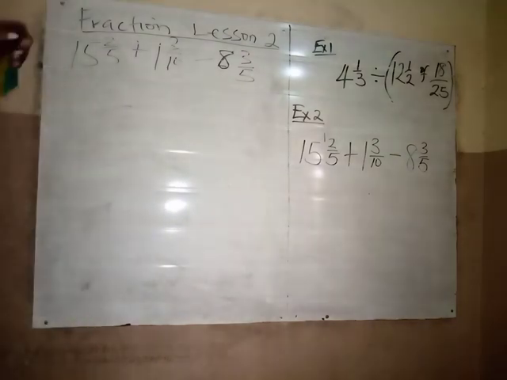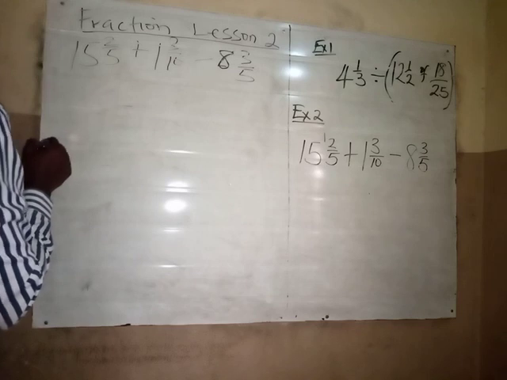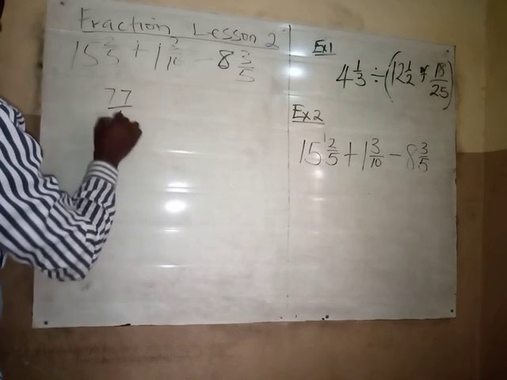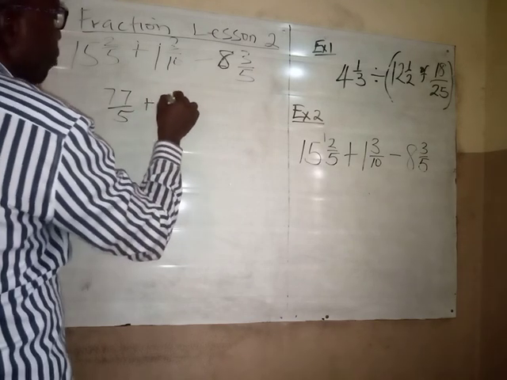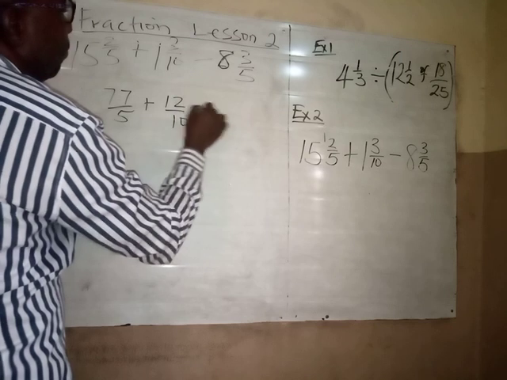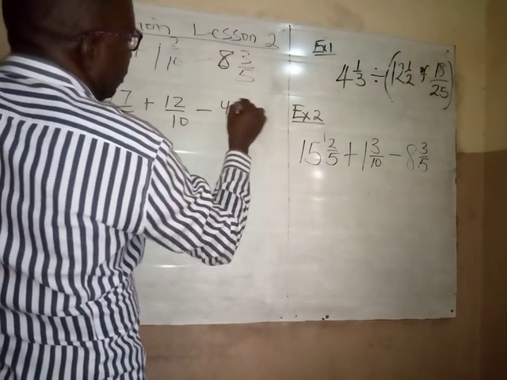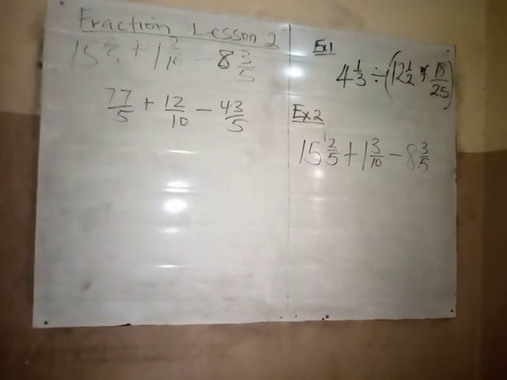You convert to improper fractions. 15 times 5 is 75, plus 2, 77 over 5, plus 10 times 1 is 10, plus 2, 12 over 10, minus 8 times 5 is 40, plus 3, 43 over 5. You find the LCM.